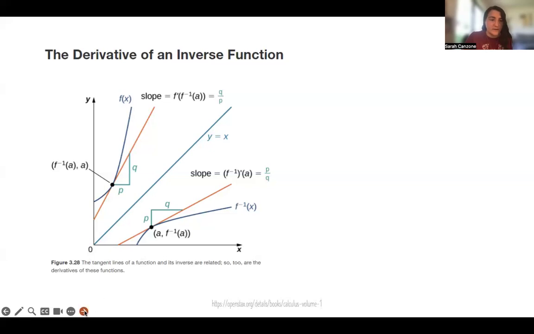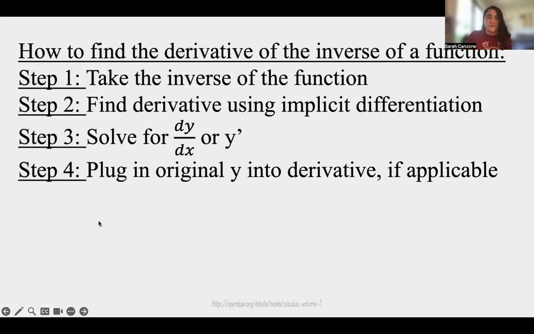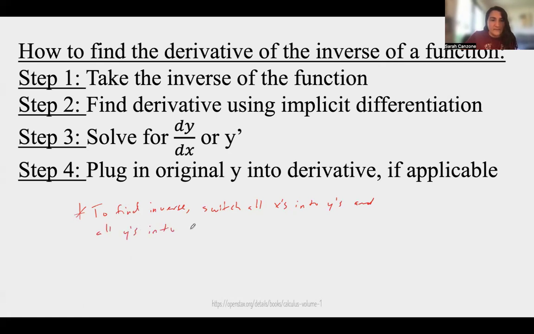You just flip everything. All right, so let's talk about the first case that I mentioned, which is how to find the derivative of the inverse of a function. So this isn't going to be like an arc sine or an arc cosine. This is going to be here's a function, find the inverse, and then find the derivative of that inverse. Okay, and again, a little note, to find the inverse, switch all x's into y's and all y's into x's. And that will just give you your inverse.